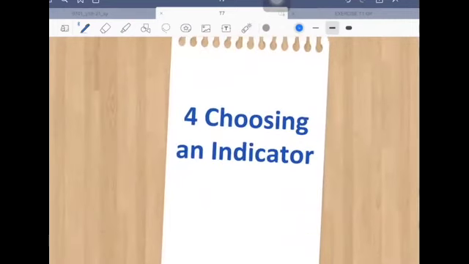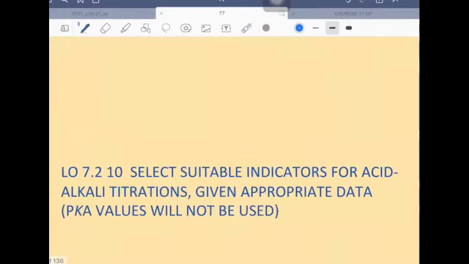Next is choosing an indicator. Select suitable indicators for acid-alkali titrations given appropriate data. pKa values will not be used. Now, indicator actually used to be in your A2 syllabus. Now it has been moved down to the AS syllabus. So it should be as simple as possible.